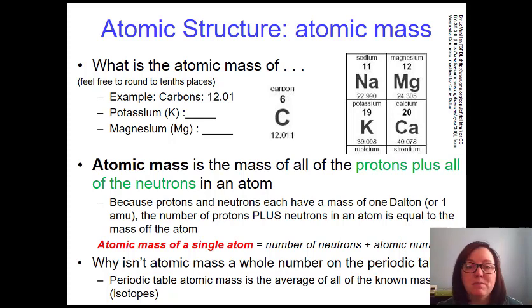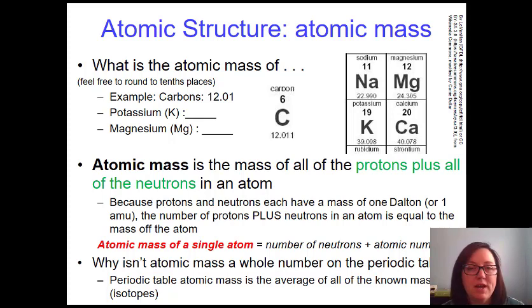So the atomic mass is the mass of all of the protons plus all of the neutrons in that atom. Because one proton weighs 1 Dalton and because one neutron weighs 1 Dalton, if we just know the numbers of protons and neutrons, then we know the atomic mass. The atomic mass of a single atom is equal to the numbers of protons plus the numbers of neutrons.